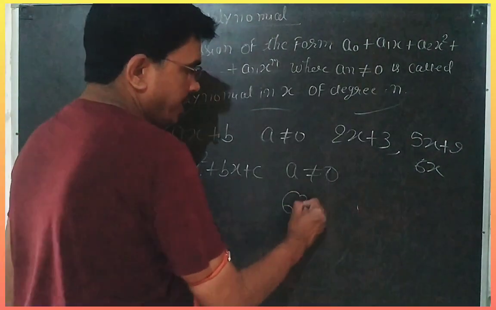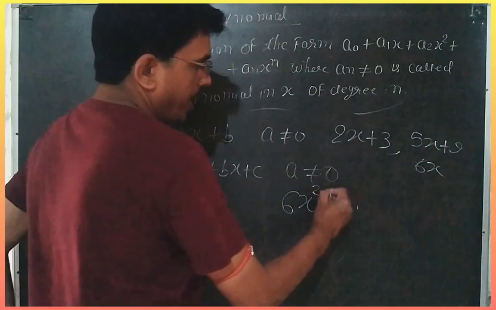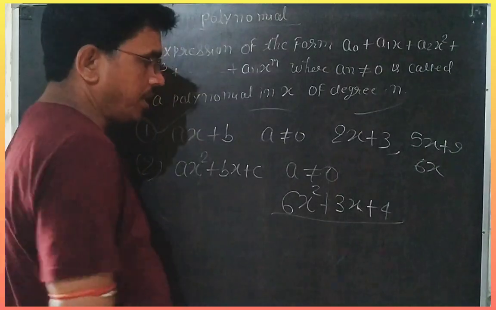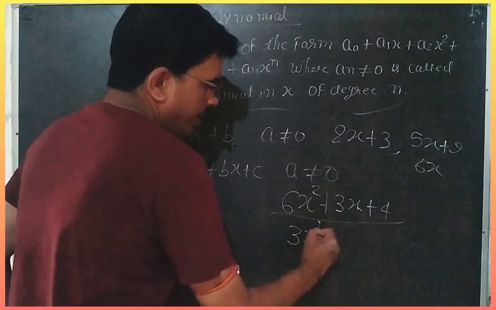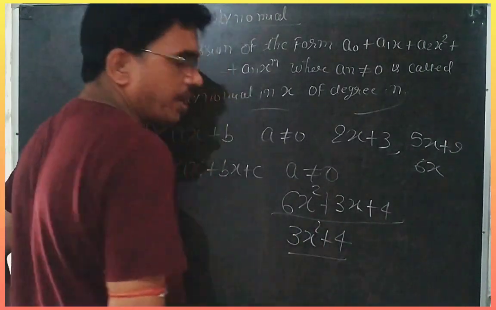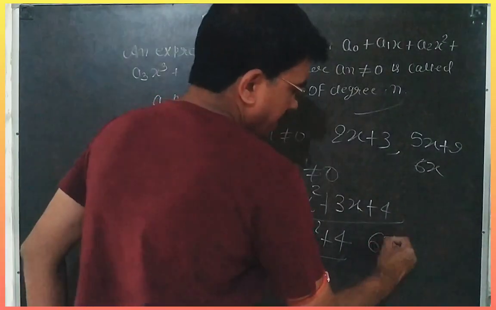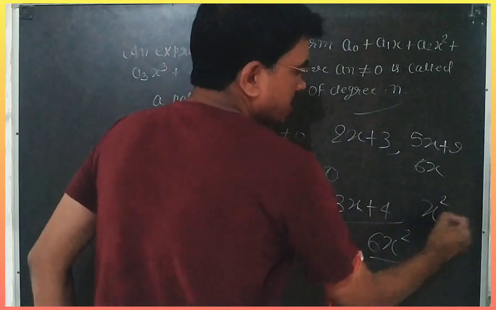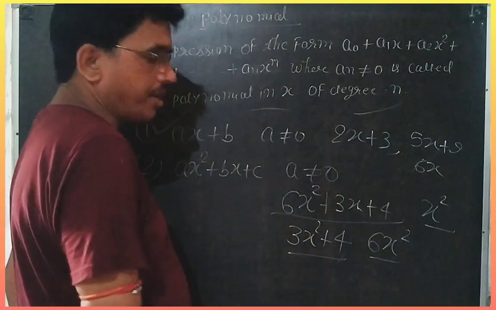You can write 6x square plus 3x plus 4. It is a quadratic polynomial. You write only 3x square plus 4, then it is a quadratic polynomial. You write only 6x square, then it is a quadratic polynomial. You write only x square, then it is a quadratic polynomial.